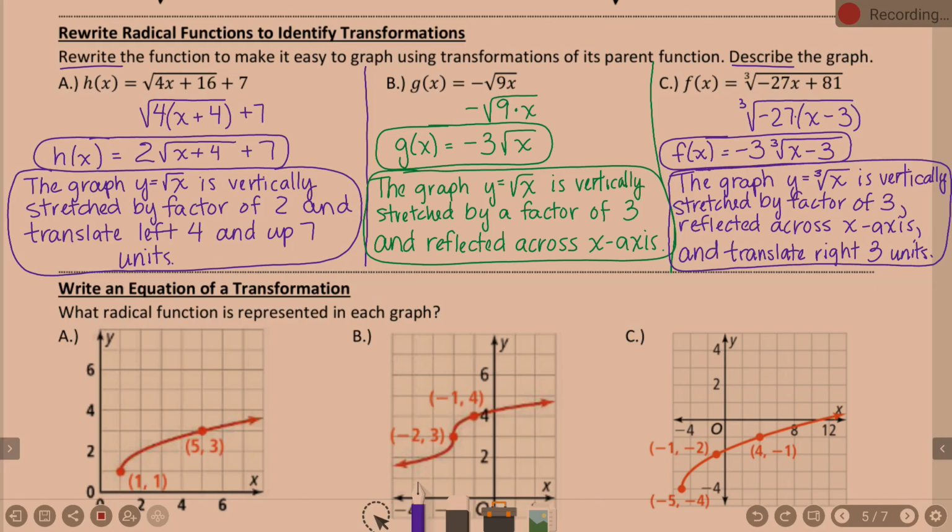Okay. We're doing good. I think we'll be fine on the bottom section. Okay. Make sure you have what you need here. And then start looking at that bottom section. The bottom section asks us what radical function is represented in each graph. So we're writing the equation now. That's what we're doing. We're writing the equation.